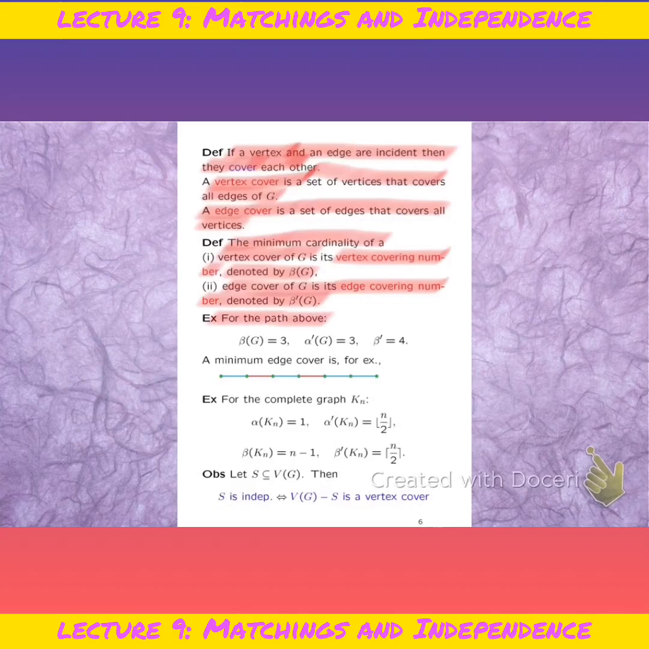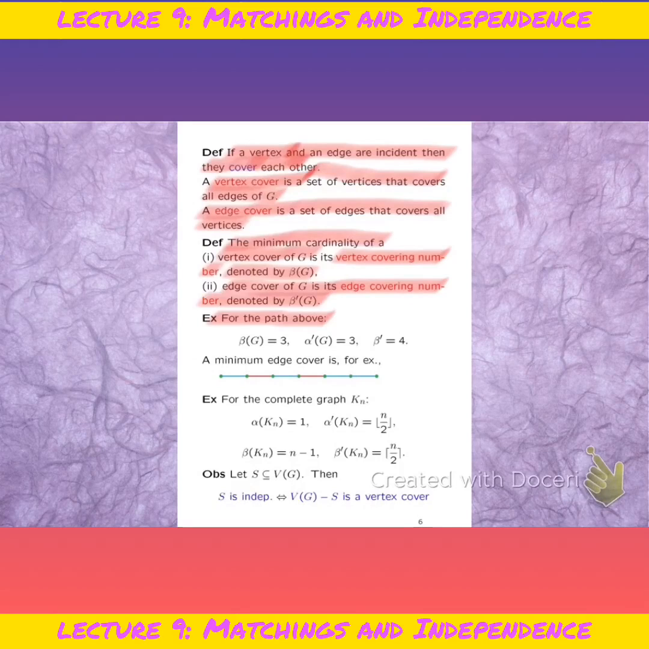If you look at the path again, the vertex covering number there is going to be 3. Remember, a vertex cover is a set of vertices that covers all the edges. So I want to cover all the edges, so I can select that vertex there, that vertex there, and that vertex there. Clearly, all the edges are incident with at least one of the 3 vertices. That's a vertex cover.